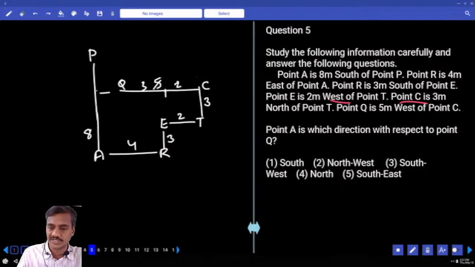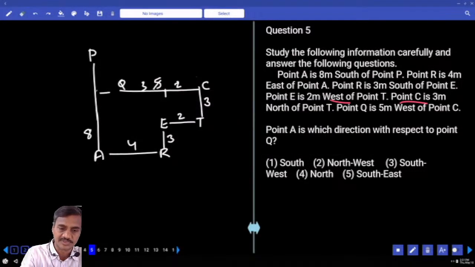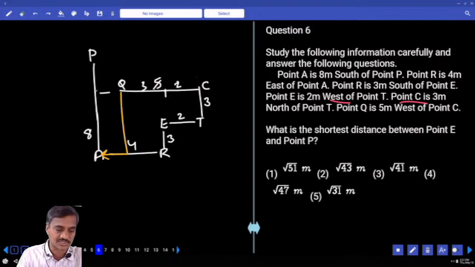Then A is in which direction with respect to Q? Now tell me what is your answer here. A with respect to Q, this is south and west, that is southwest. Southwest, choice 3, question number 5.